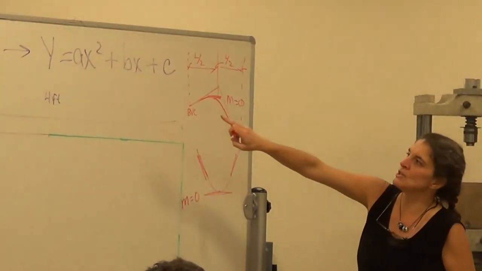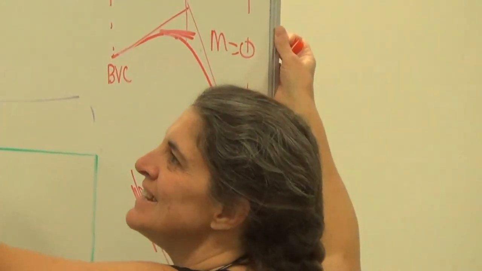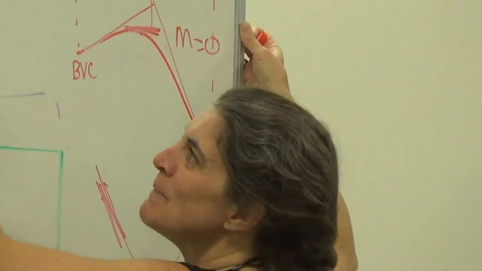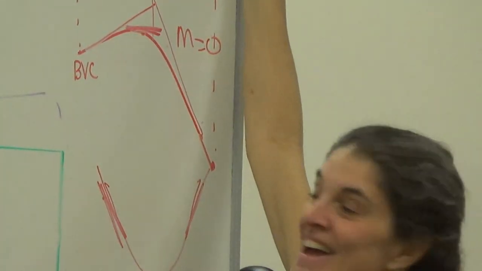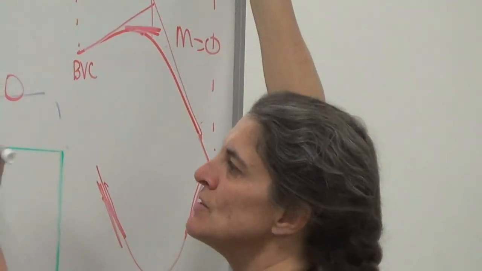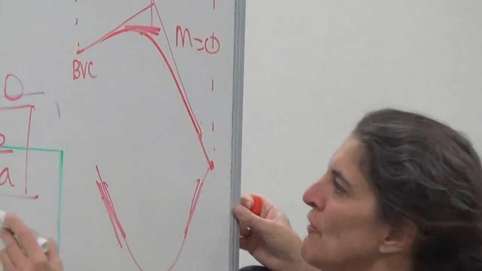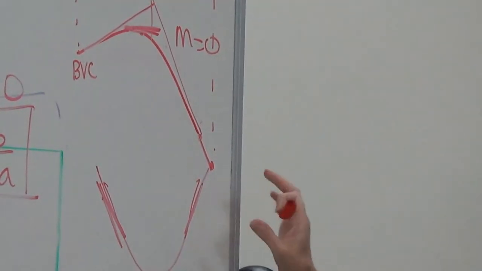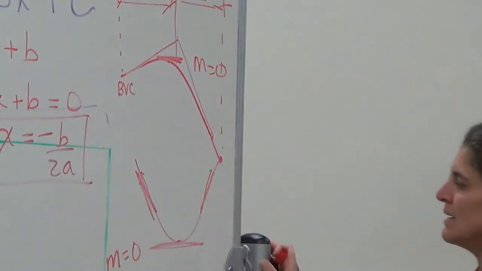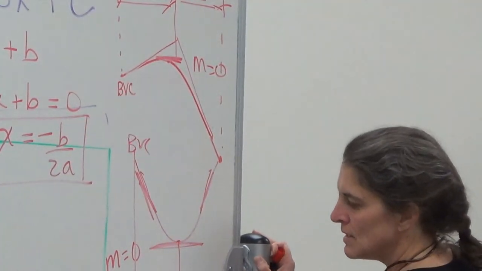So if I have an equation and I get the derivative of it, the derivative of y, dy/dx, equals 2ax plus b. Set it equal to 0. X turns out to be negative b over 2a. So if I say when the slope is 0, I could solve for x. What does that give me? It gives me the distance from the BVC, the x, to the high or low point.